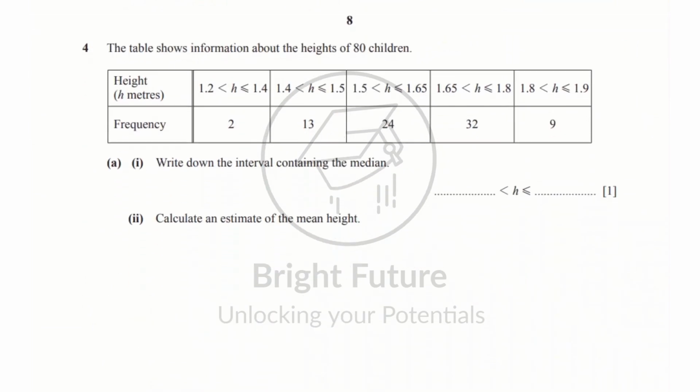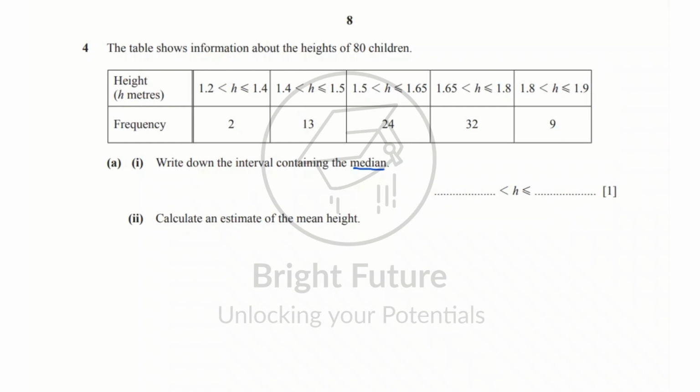The table shows information about the heights of 80 children. Height in meters is given as 1.2 to 1.4, 1.4 to 1.5, 1.5 to 1.65, 1.65 to 1.8, 1.8 to 1.9. If you look, these are unequal intervals. Write down the interval containing the median. Median means the center. So 2 plus 13.